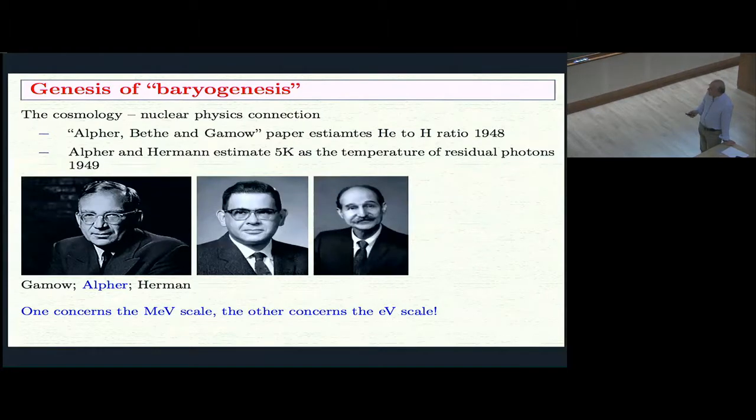What is important to note is that these two events that were analyzed especially by Herman in both of them, one concerns the MeV scale and nuclear physics, the other actually concerns atomic scale, and therefore eV scale. So there is a million factor between them, and it's amazing that both of these events are the key insights we have into early cosmology today.